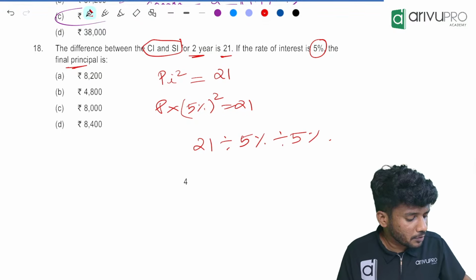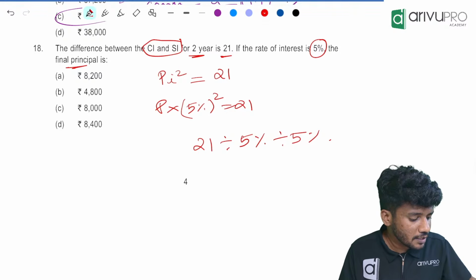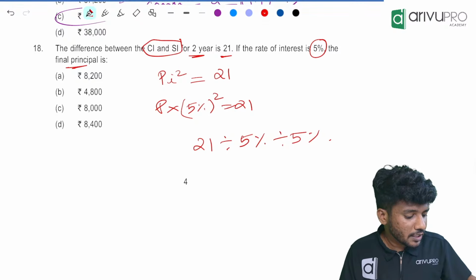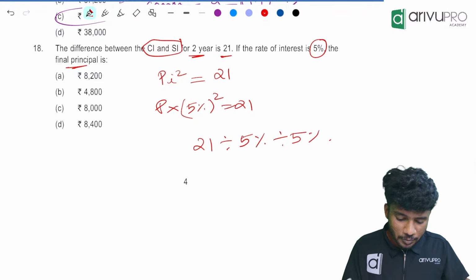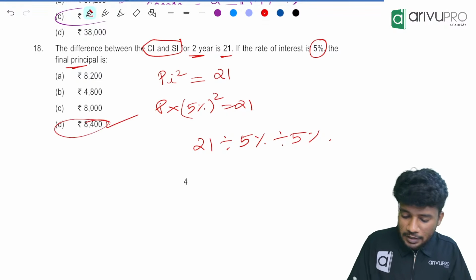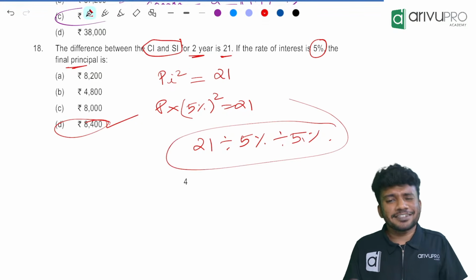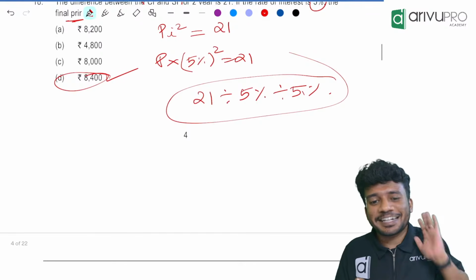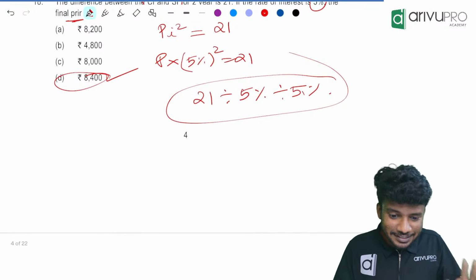How much is it, people? 21 divided by 5%, again divided by 5%. How much are you getting? 8,400. Option D is the answer. Rather than doing anything else, you can directly go for it. Okay, in with the right answer.